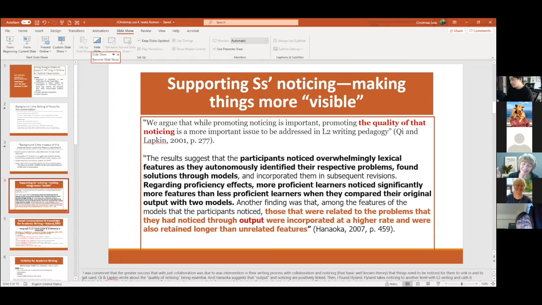And yes, it's that basic, well-known theory. Many years ago, Schmidt hypothesized that things need to be noticed for them to sink in and to stick and get used. Key and Lapkin added to this notion, and they maintain that the quality of noticing is essential.